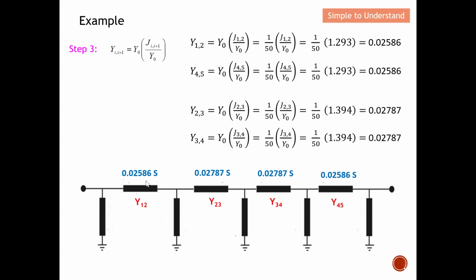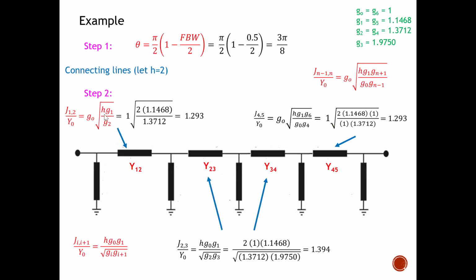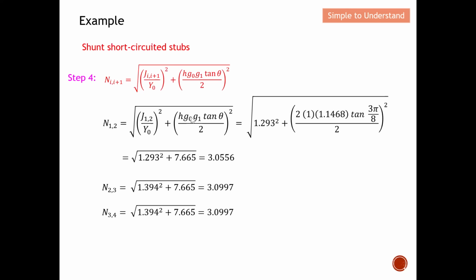Next, I will focus on the shunt short circuit stub. Again, this is the step number 4 formula here. I have N12, N23, and N34. The rest, because they are symmetric, I do not want to calculate. How can we actually do this? For example, earlier on we have calculated this J12 Y naught here. If you still remember, this J12 Y naught is over here, which is 1.293. So I put this 1.293 over here plus H, which is equal to 2. Again, all these numbers you should be able to obtain.